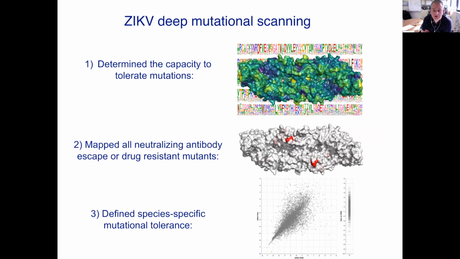So I hope I gave you a good overview of how we use DMS to study flaviviruses. We determine the evolutionary capacity to tolerate changes. We use these libraries to map resistance to inhibitors, and we're studying things like species-specific mutational impacts as well.